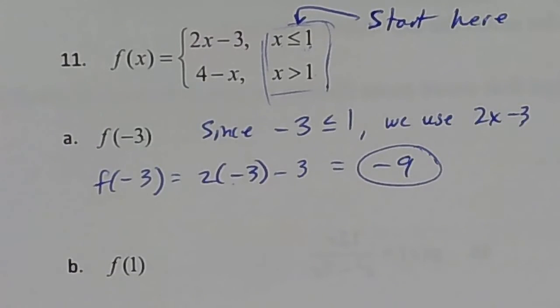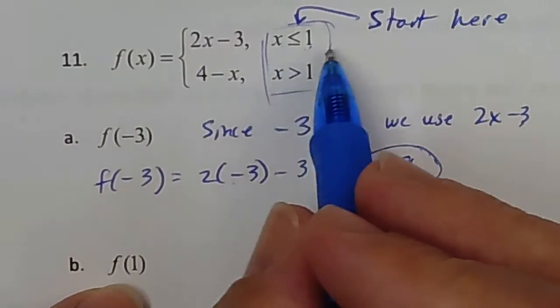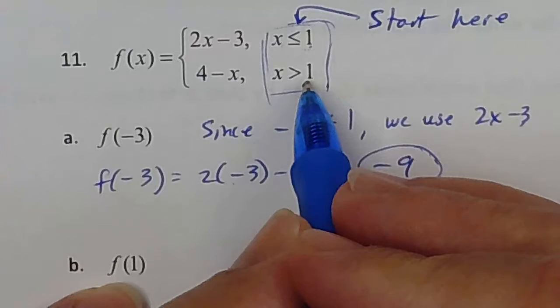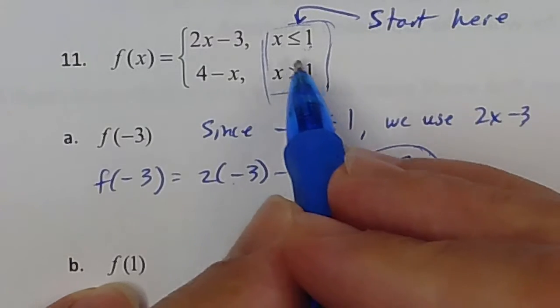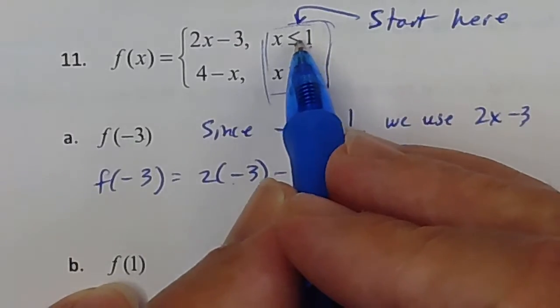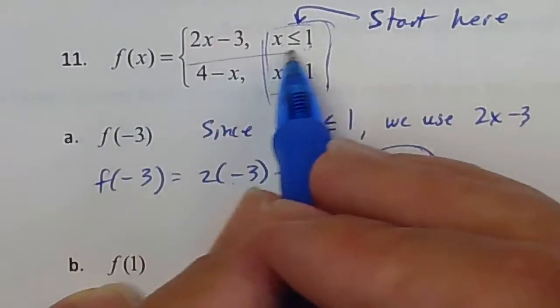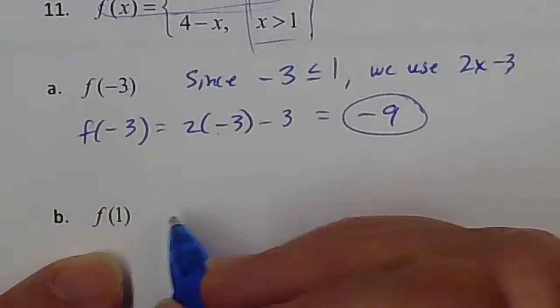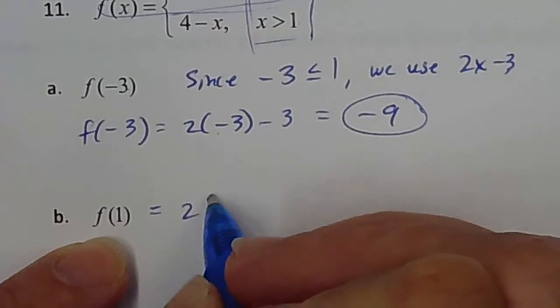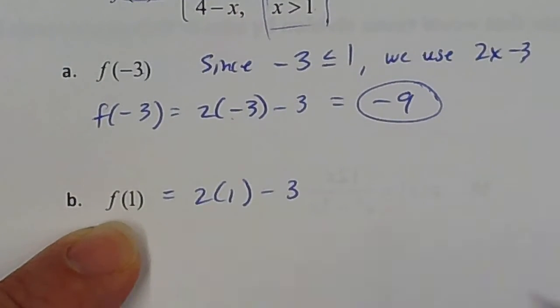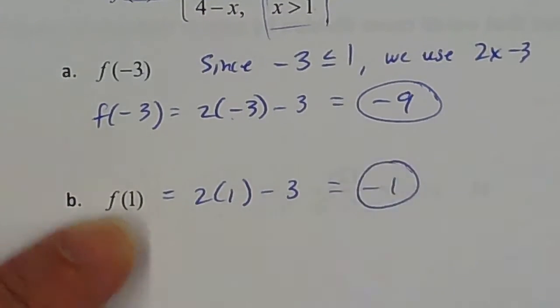Part B. 1. Which of these inequalities matches with 1? Is 1 less than or equal to 1, or is 1 greater than 1? 1's not greater than 1, but it is less than or equal to 1. So back to the first equation. So we ignore the bottom line, and all we're doing is using this top line here for this. So f of 1 is going to be 2 times 1 minus 3. So we get -1.